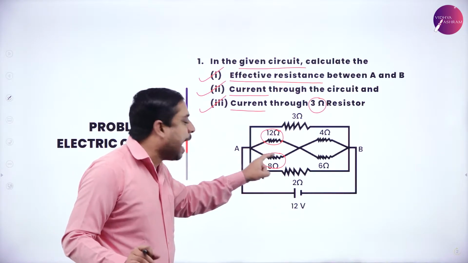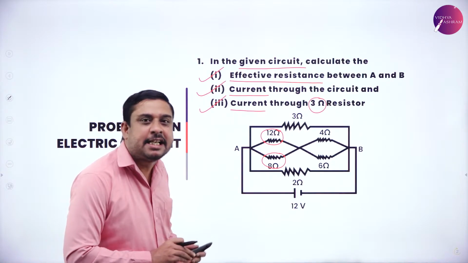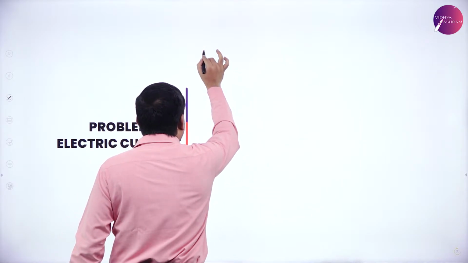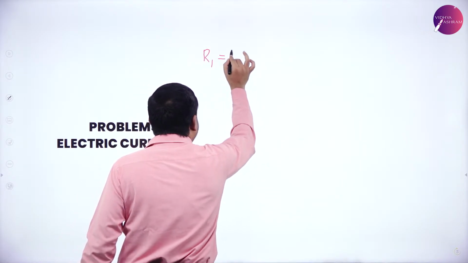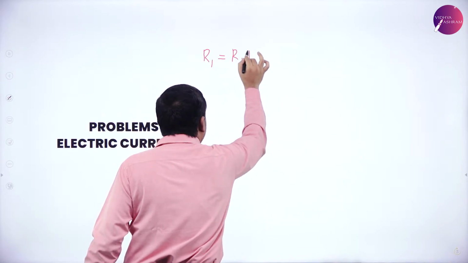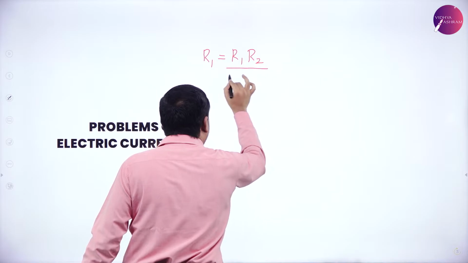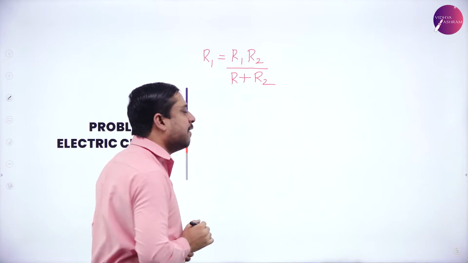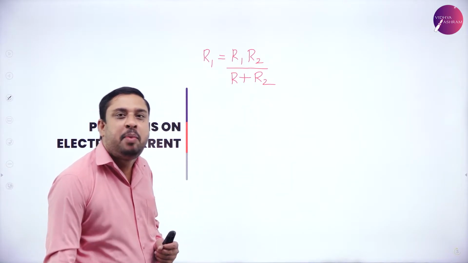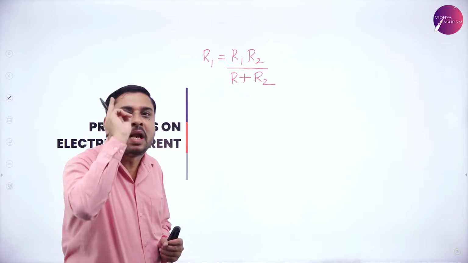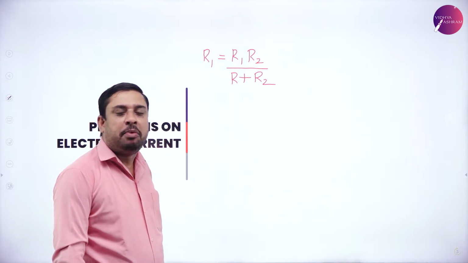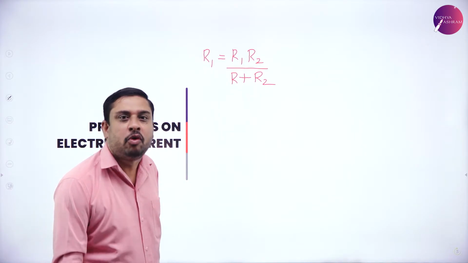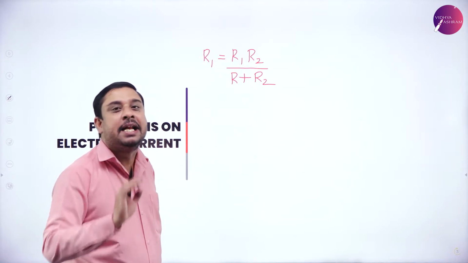12 ohms and 8 ohms are connected in parallel. So, I call the effective resistance there R1. So, they are connected in parallel. So, R1 R2 divided by R1 plus R2. The formula is there. Don't go about just solving problems. Write the formula, substitute, then you solve.